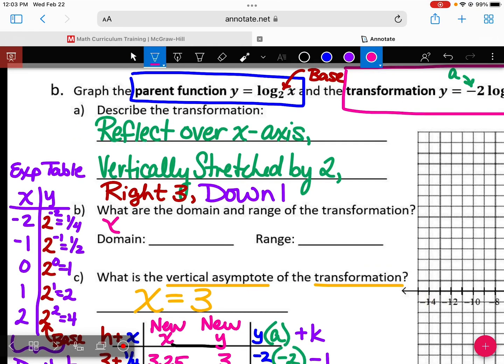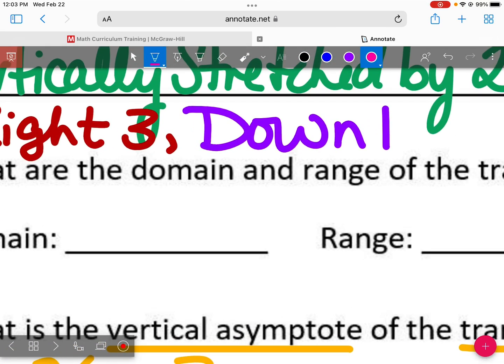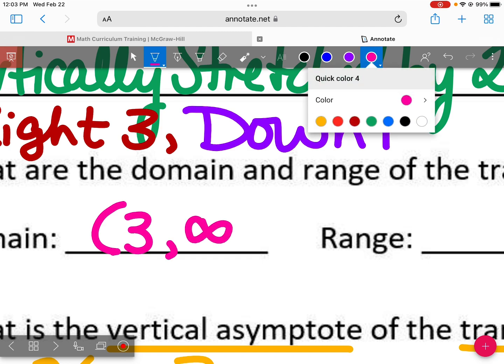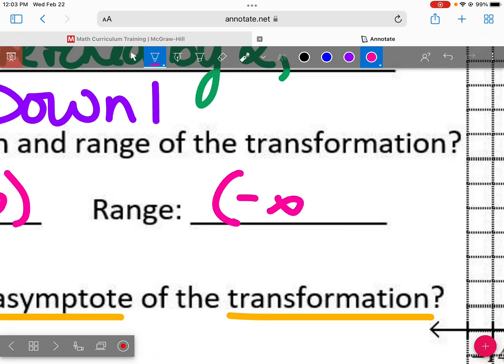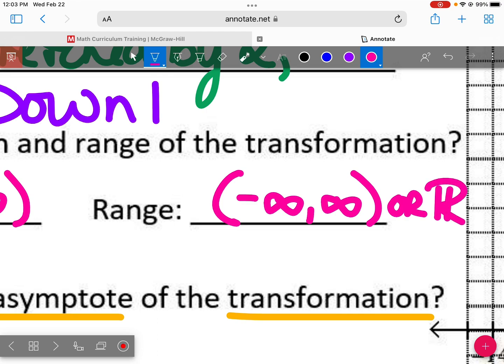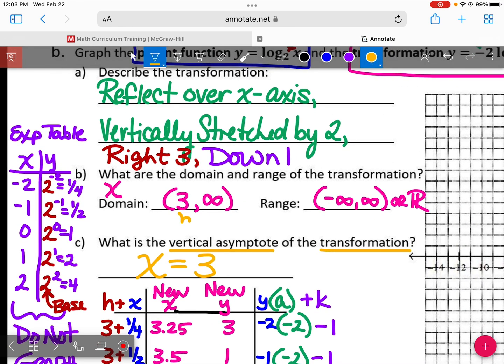What will my domain be? Domain. 3 to infinity, yes, and then the range will be all the numbers. Yes. Range is all real numbers. Remember, for my domain, it's going to be h to infinity. Yes, that's fine.